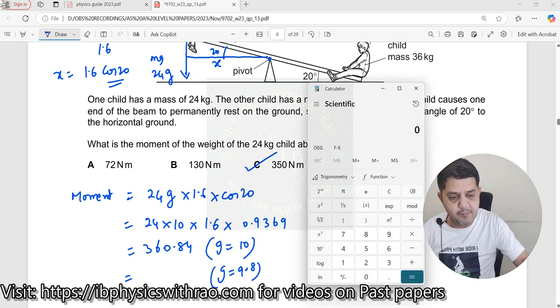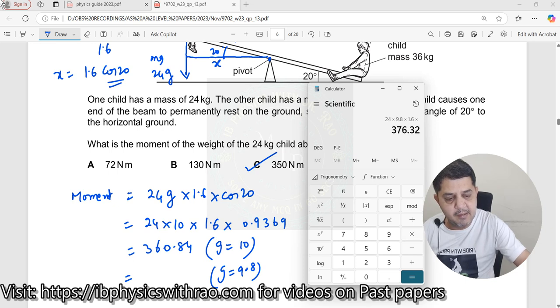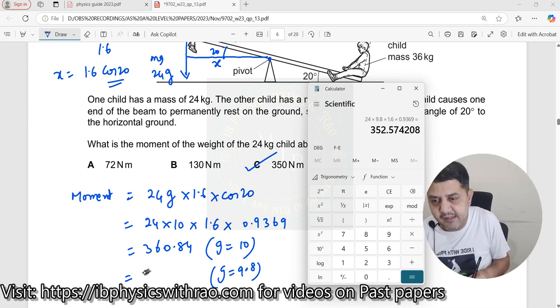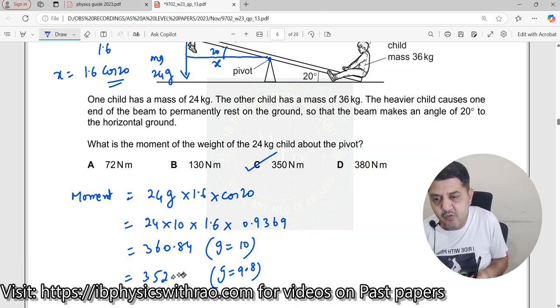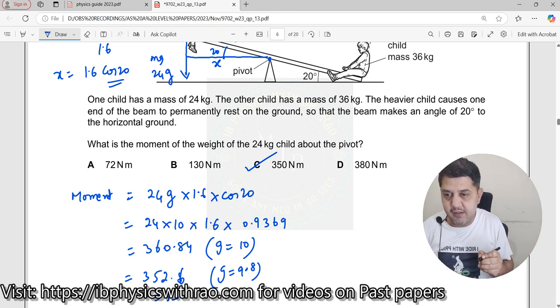So this should be 24 multiplied by 9.8 multiplied by 1.6 multiplied by 0.9369. When I do this, I get 352.57, nearly 353. Taken to two significant figures, this should be 350 over here. Okay, thank you.